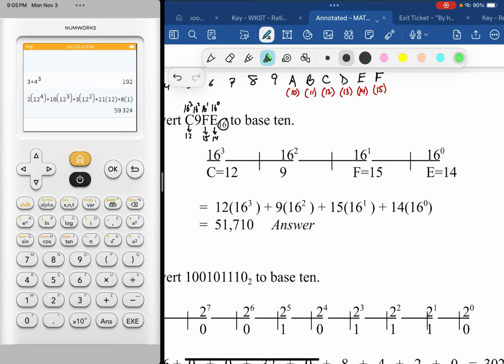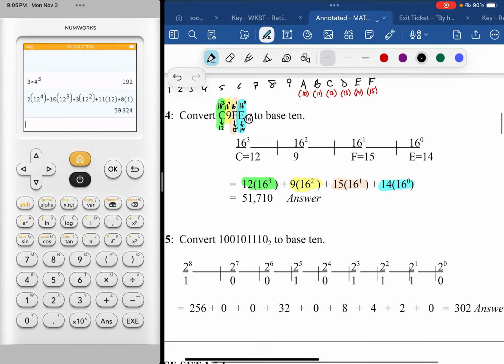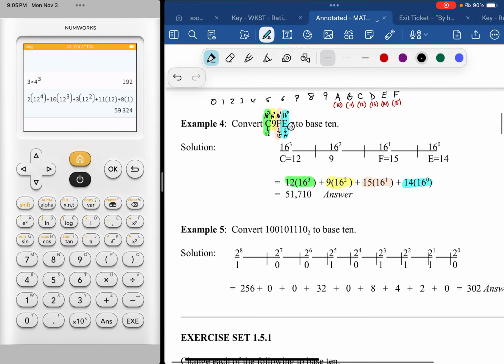For that first calculation, it's 12 of those 16 to the 3rd powers. Then we have 9 of the 16 squares. And we have 15 of the 16 to the 1st power and 14 of those 16 to the 0ths. And we pop that into a calculator and we're good to go.